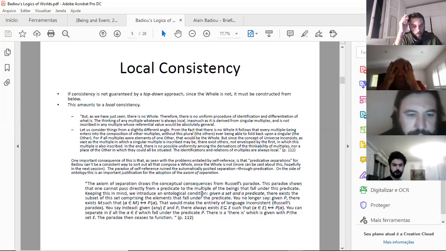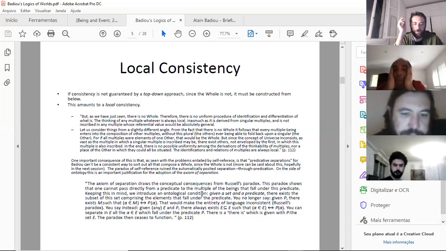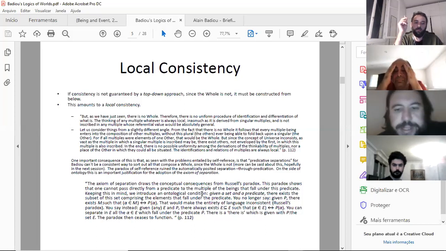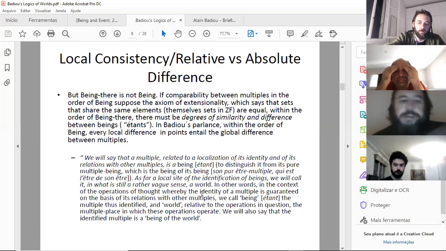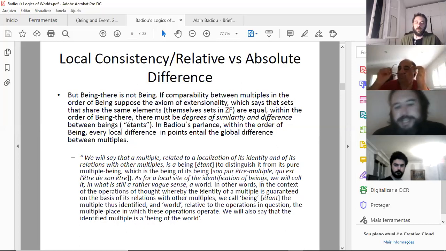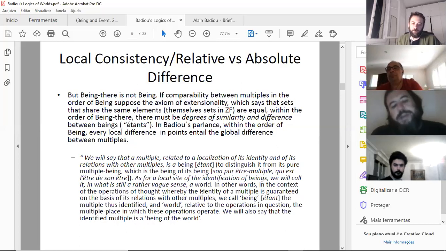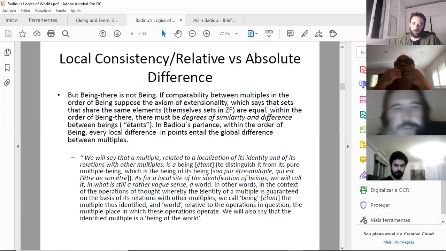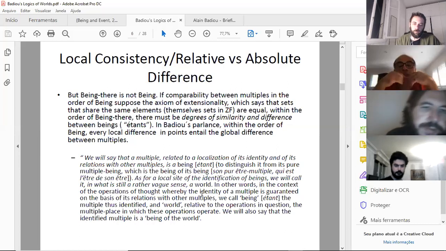You can separate in E all the alpha elements which fall under the predicate P. There is, like a proposition, which is given with P, the set E. The paradox then ceases to function. Yeah, because you separate a set that is already there, whose consistency is guaranteed by definition, and then you get to separate the subsets defined by the predicates that are there, right? So local consistency and relative difference.